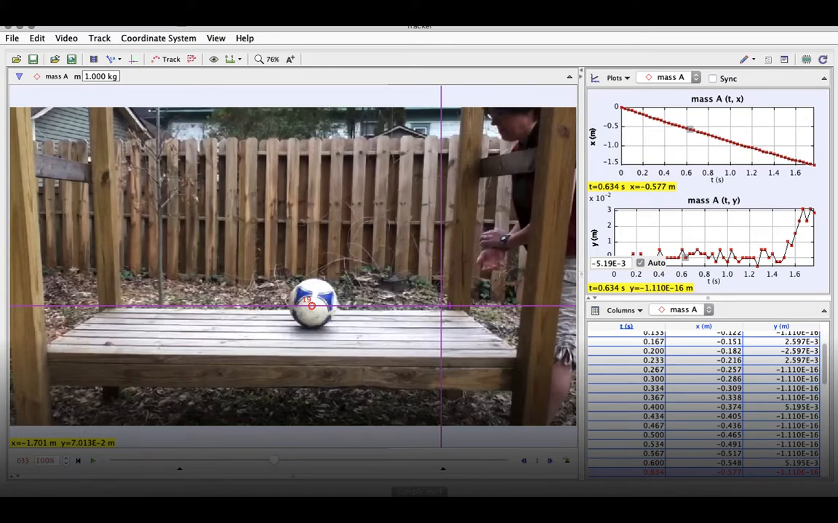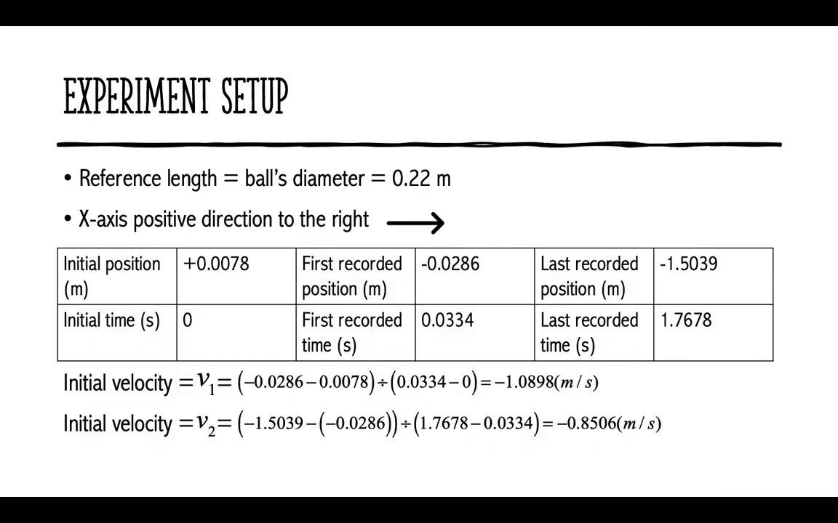The experiment is about a soccer ball. The positive x-axis direction is to the right. I used Tracker to get the information about the position of the soccer ball as a function of time. The reference length is equal to the ball's diameter, which is 0.22 meters, and the x-axis positive direction is to the right. The most important thing to analyze is the initial velocity.